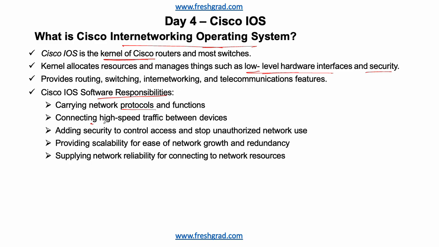Okay, now back here: connecting high-speed traffic between devices, adding security to control access and stop unauthorized network use, providing scalability for ease of network growth and redundancy, supplying network reliability and connectivity of network resources, and also you can do QoS, quality of service, for prioritizing network traffic. When you are connecting network traffic, you can configure QoS, and it supports different networking protocols as well.